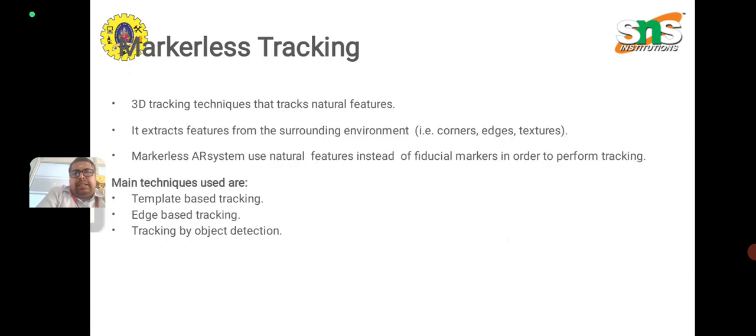Next, we have markerless tracking. Markerless tracking is a 3D technique that tracks natural features. It extracts features from the surrounding environment, like corners, edges, and textures. The markerless AR system uses natural features instead of fiducial markers in order to perform tracking. The main techniques used in markerless tracking are template-based tracking, edge-based tracking, and tracking by object detection.